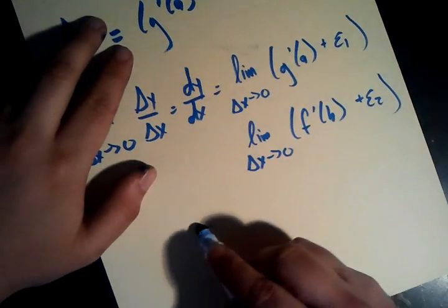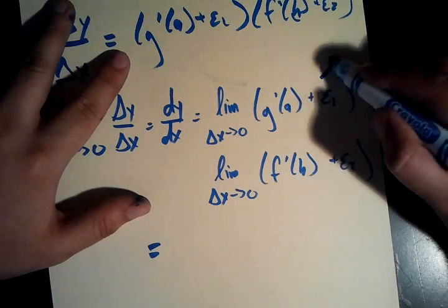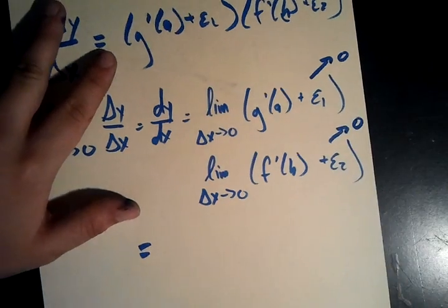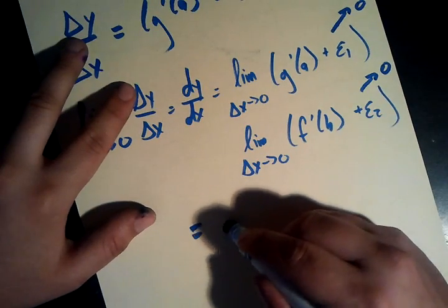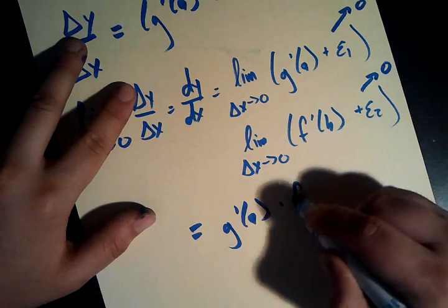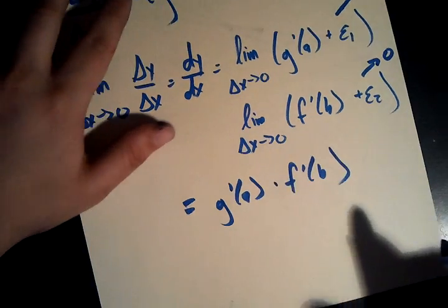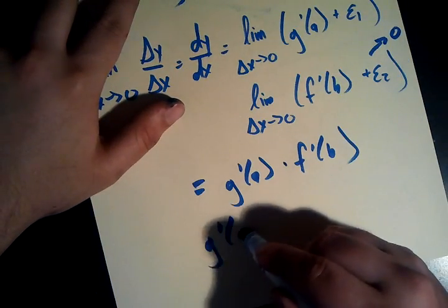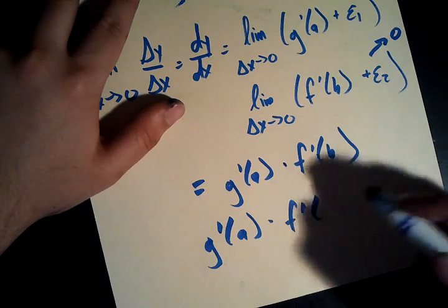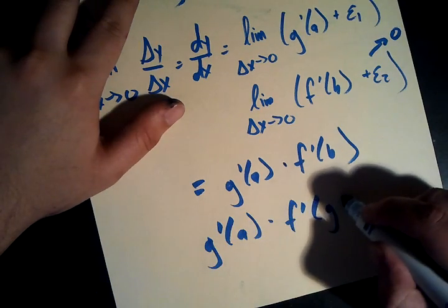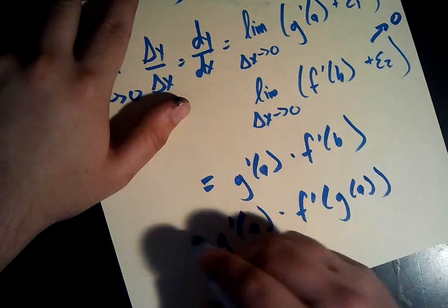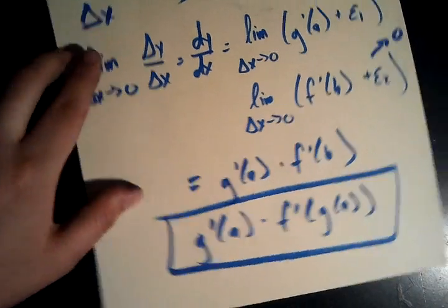So we're going to get these epsilons going to 0. They approach 0. So we're going to get g prime of a times f prime of b. And remember, that is saying g prime of a times f prime of b, and b we defined as g of a. And that is exactly what the chain rule is.